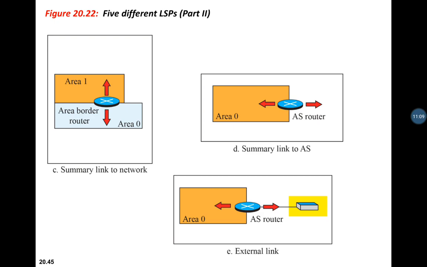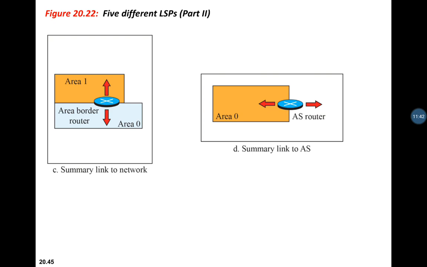Next is the external link. This is done by the autonomous system router to announce the existence of a single network outside the autonomous system to the backbone area to be disseminated into areas. So you can see here, the autonomous system router announces the existence of one network outside the autonomous system, which will be advertised to the backbone area. These are the 5 different types of link state advertisements.